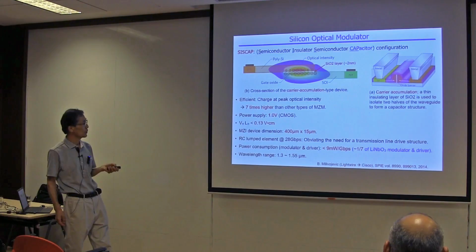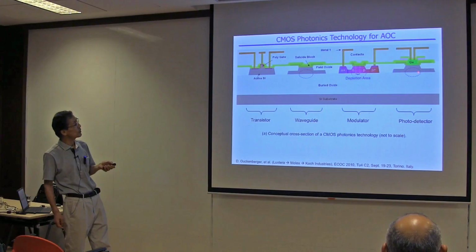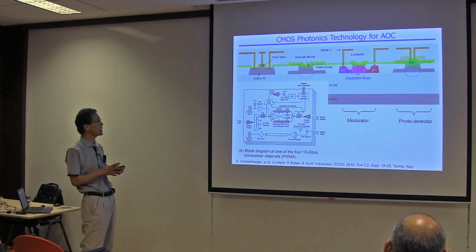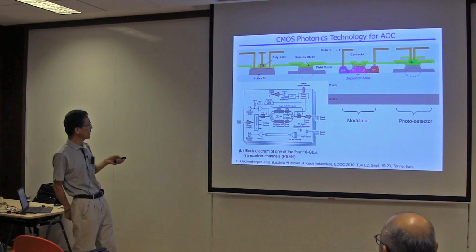And this one shows the transceiver configuration of Luxtera, which has already commercialized the transceiver. They have modulators and germanium detectors on top of the silicon waveguide. And in this case, they cannot utilize WDM because silicon AWG cannot achieve good crosstalk, better than minus 20 dB, the normal requirement. So people should use fiber space division multiplexing.